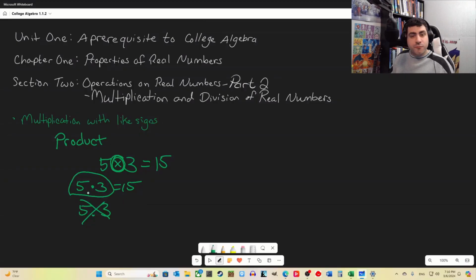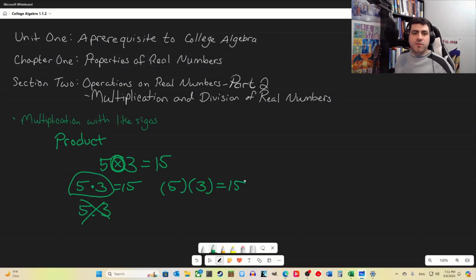So it could be written with the raised dot, or you could have each individual number in parentheses. And that's a way of writing a multiplication problem. You will have 5 times 3 equals 15. So both of these are the same thing, 5 times 3, and they have the same sign, a positive sign. They're both positive.